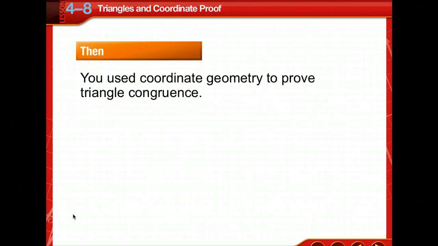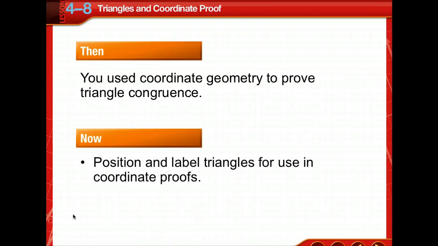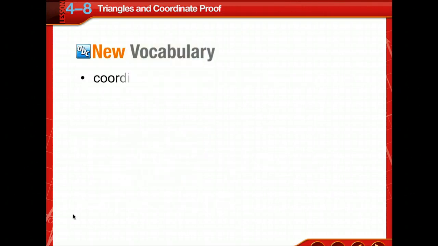Previously, we've used coordinate geometry to prove triangle congruence. And now we're going to position and label triangles for use in coordinate proofs. And we're going to write some coordinate proofs. Our new vocab, only one word, coordinate proof.